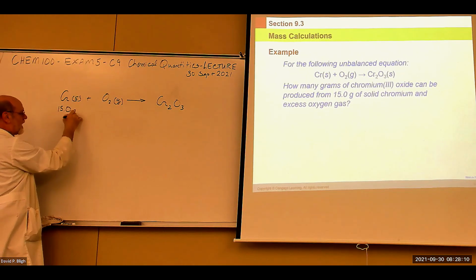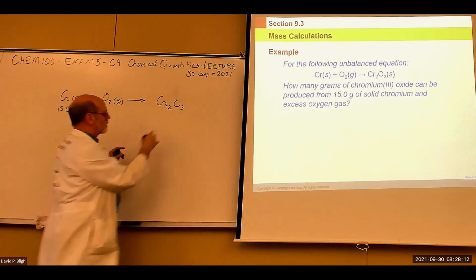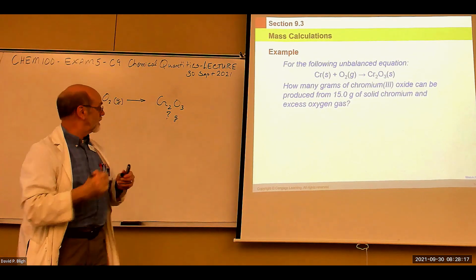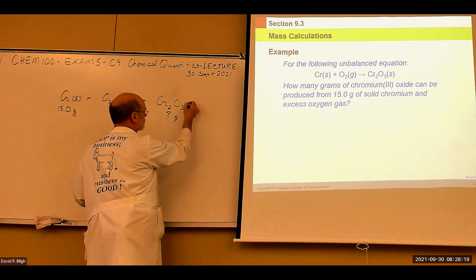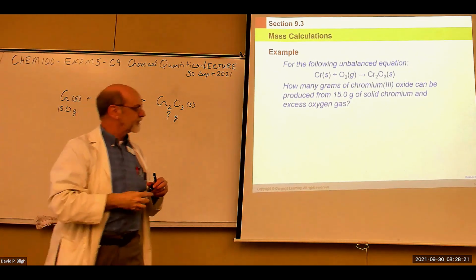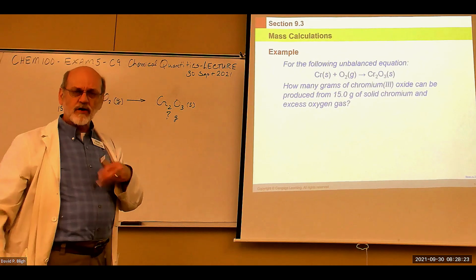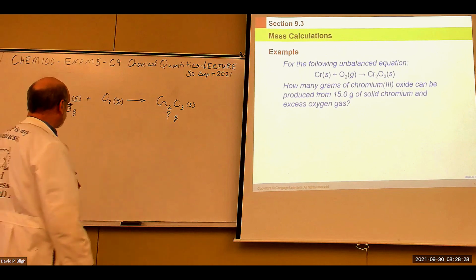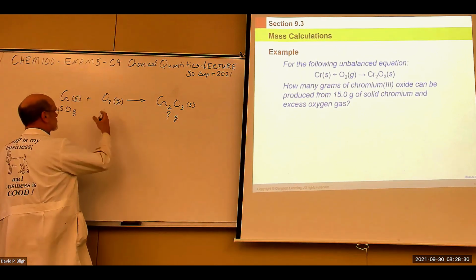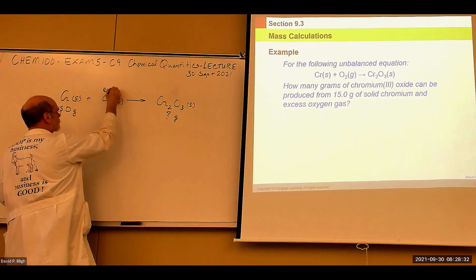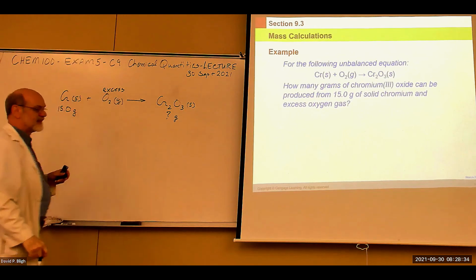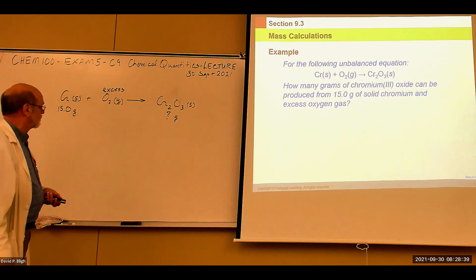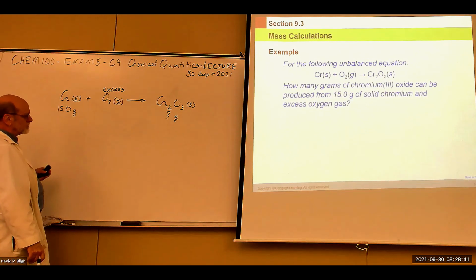15 grams. And we want to know how many grams of this solid can be produced. As long as we have plenty of oxygen, there's no shortage of oxygen. Got all we need. This is excess. Okay? First thing we need to do is balance the equation, correct? So this should be fairly simple.